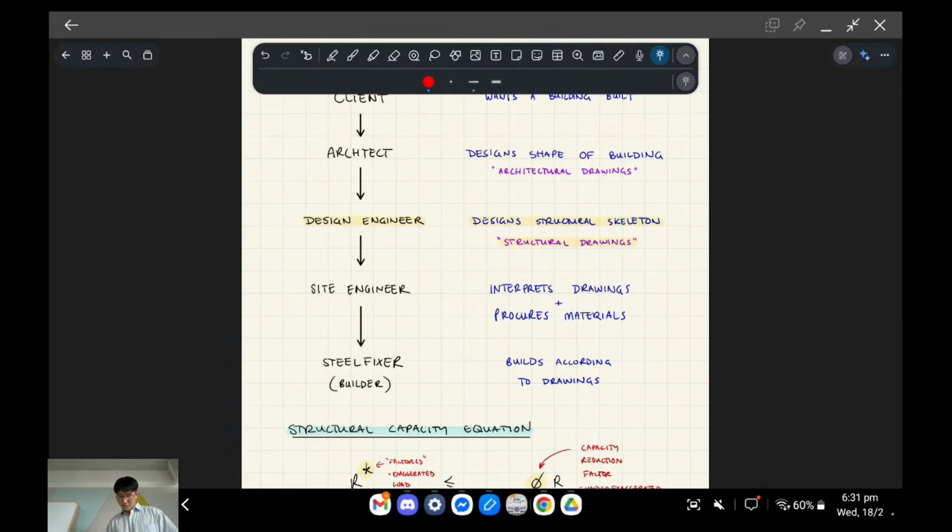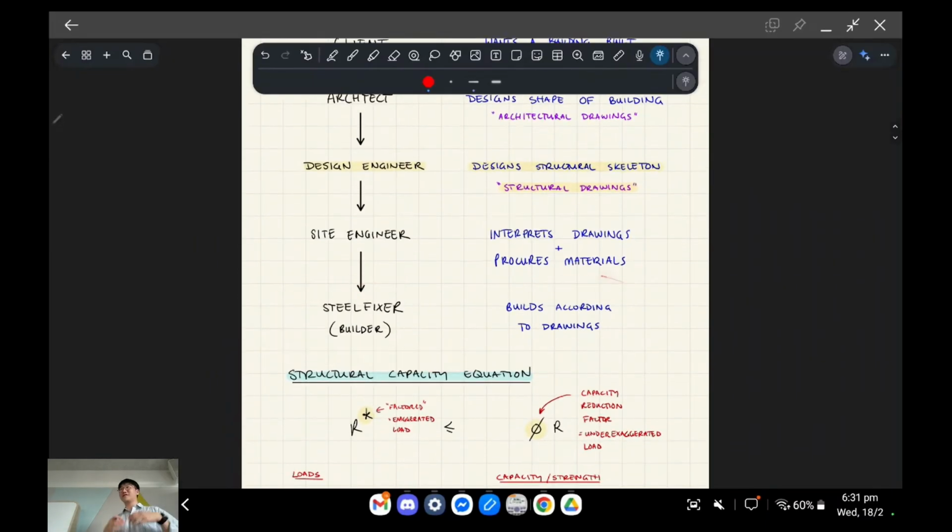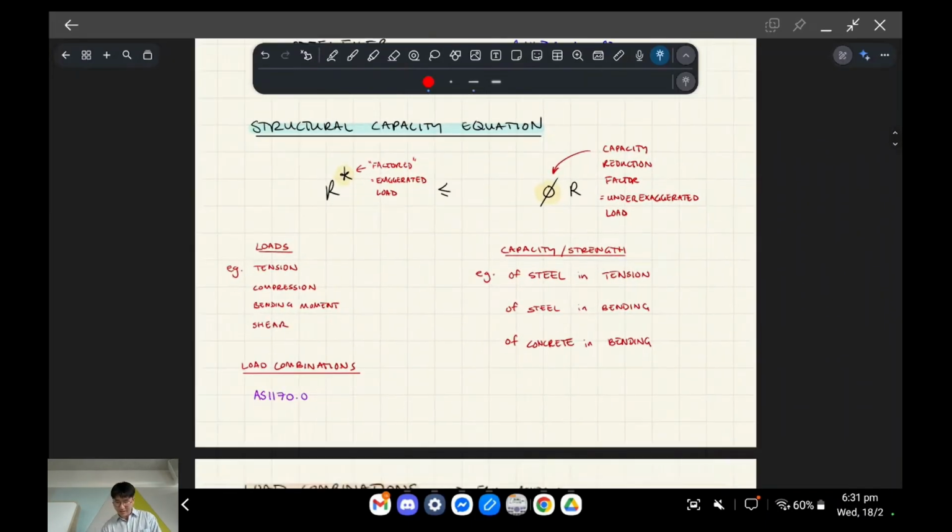Like, it's good to know what the structural engineer is essentially designing for, or where these numbers even come from, right? And lastly, you've got the steelfixers, who are basically assembling like Legos. They're the ones who go on site and do the heavy lifting, putting the connections and steel members together, fabricating it according to this instruction manual, which is essentially your engineering drawing. Okay? So that's why this is important.